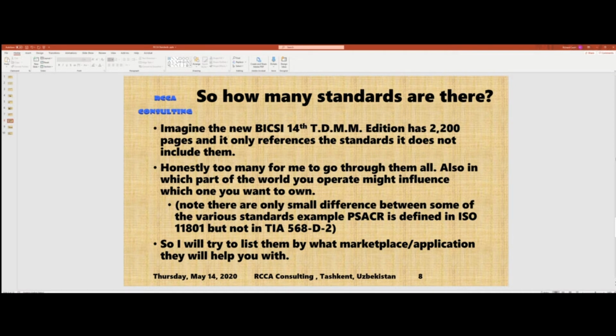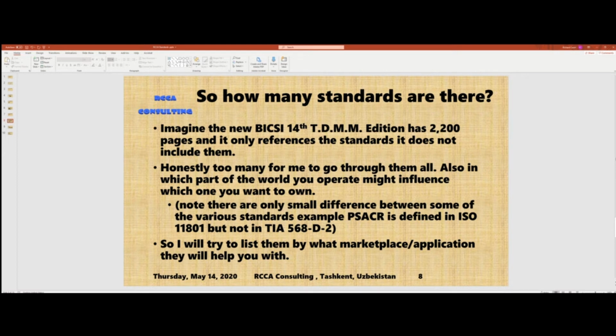It has 2,200 pages. And keep in mind that it doesn't include the standards. It only references the standard where it applies. It doesn't include them. So this is just 2,200 pages of information, very valuable and good information, but the standards are not there. It'll reference either 568B, 569, 11801, whatever the case may be, okay? So definitely, I won't have time to go through them all, right?